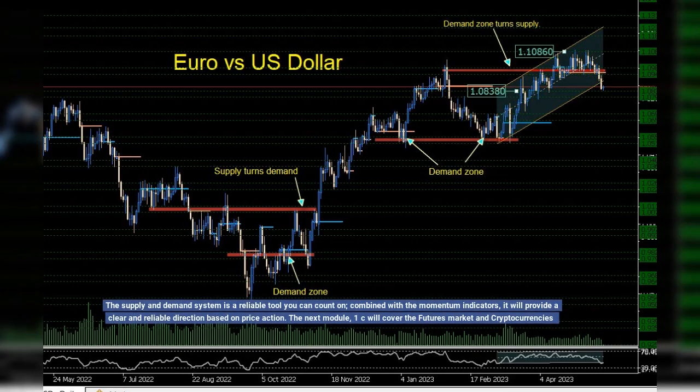The supply and demand system is a reliable tool you can count on. Combined with the momentum indicators, it will provide a clear and reliable direction based on price action.